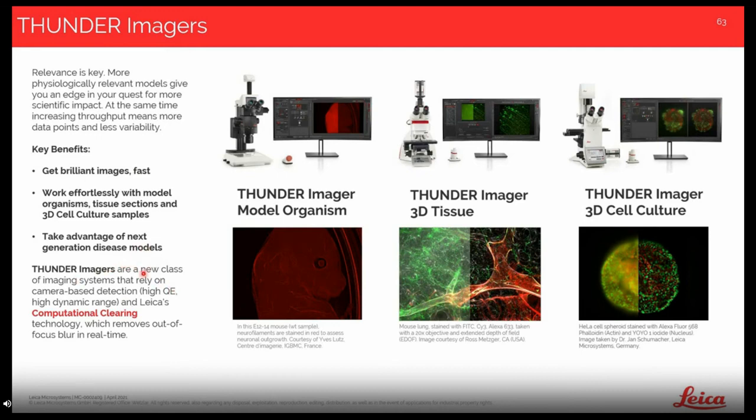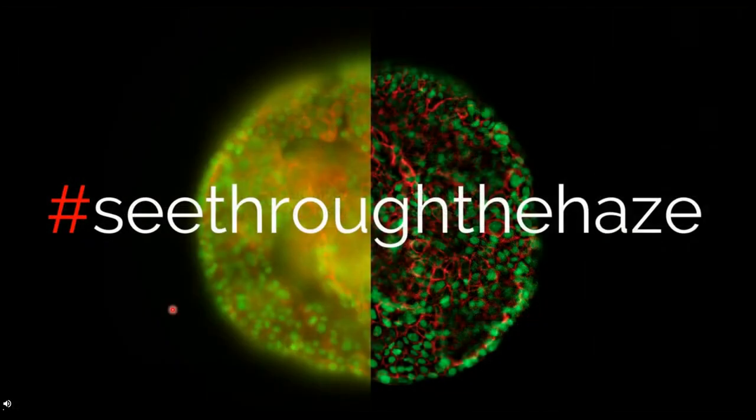So Thunder imagers are a new class of imaging system that rely on cameras for detection and high quality hardware, and Leica's computational clearing technology to remove out of focus light. And with all of that, we hope that you're able to see through the haze and see how Thunder can benefit you and your samples.